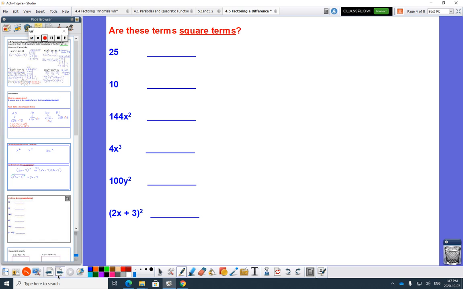Okay? So is 25 a squared term? Can you square root 25 nicely and get a whole number? Yes. Is 10? Nope. 144x squared. Yes. 12x. 4x cubed. 100y squared. Yes. 2x plus 3 squared. Yes. Okay?